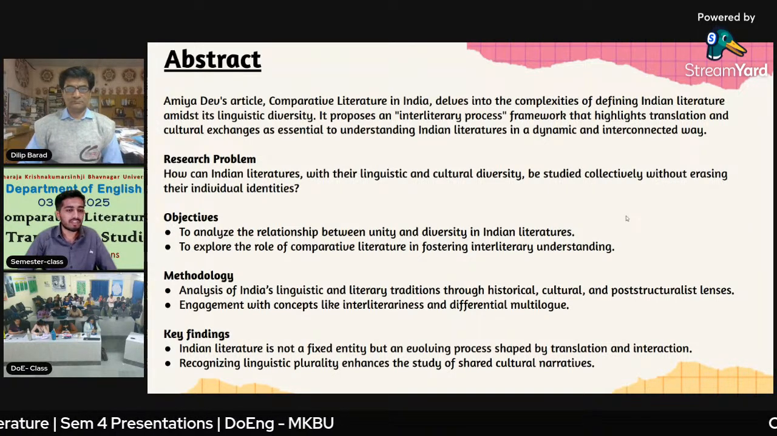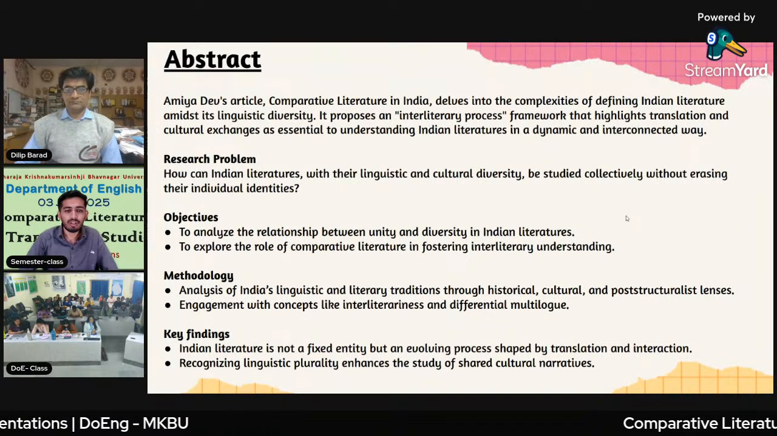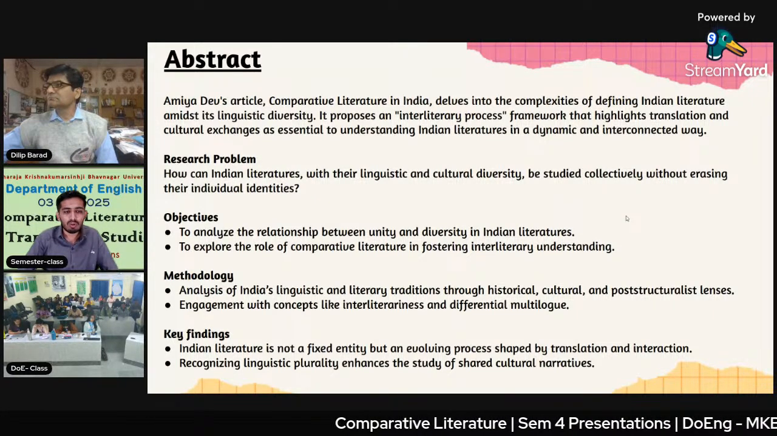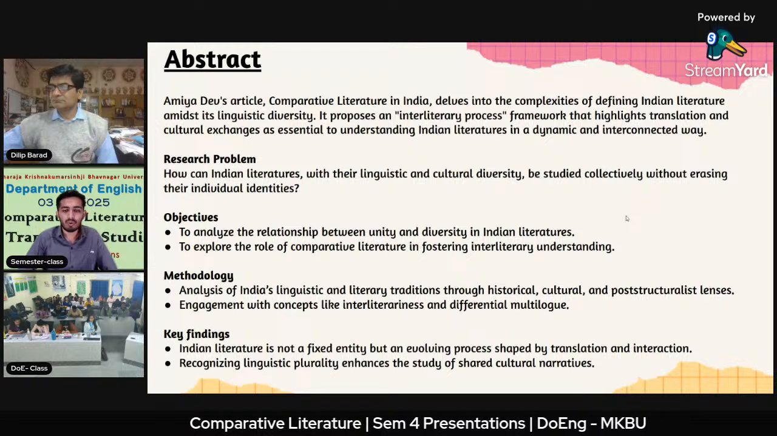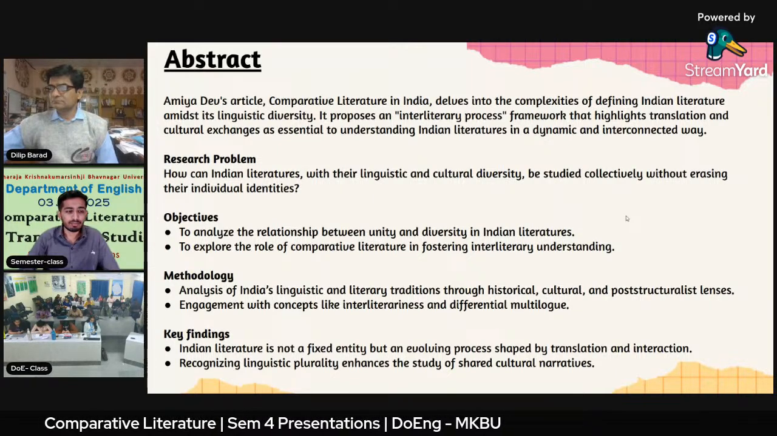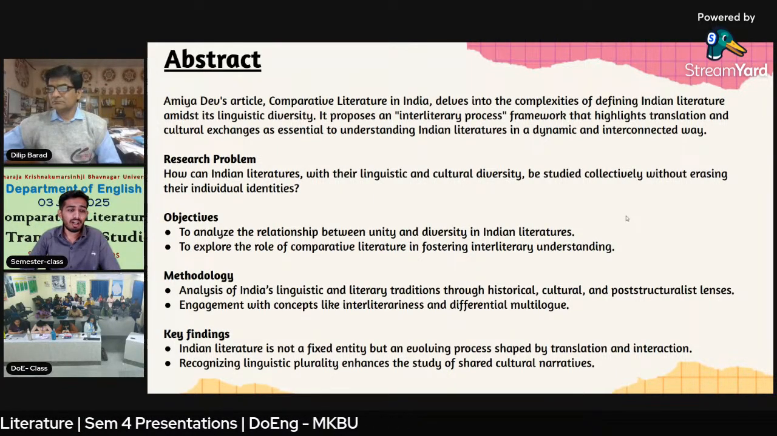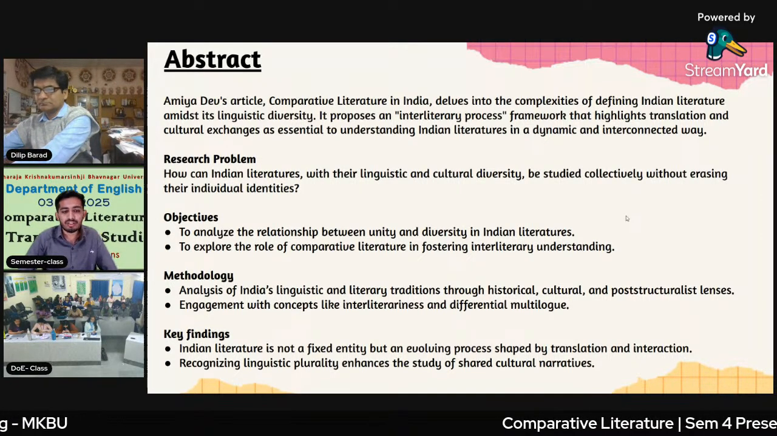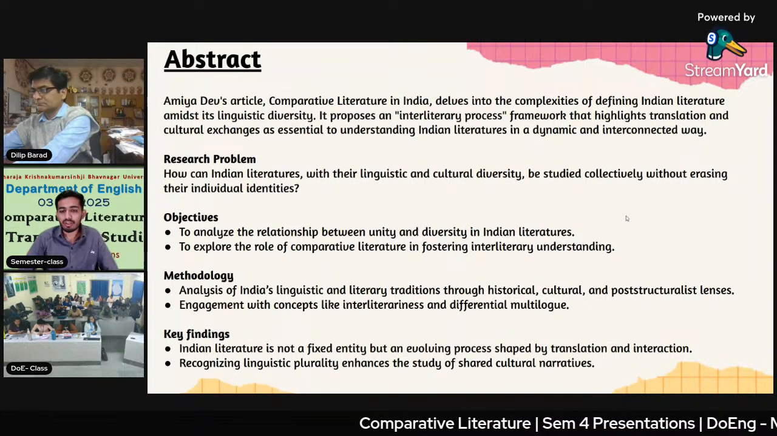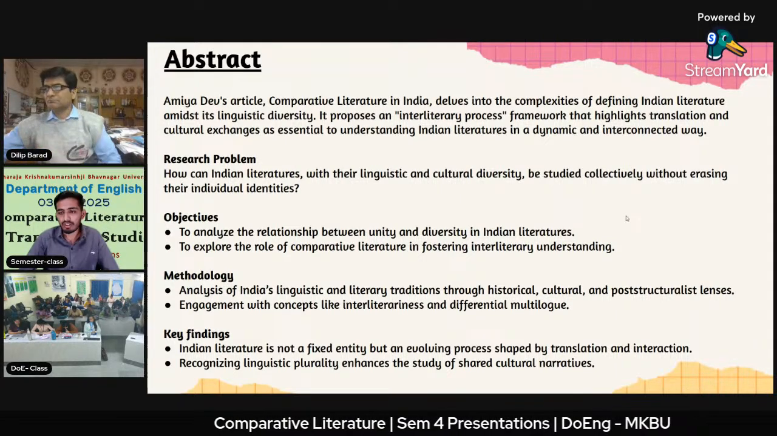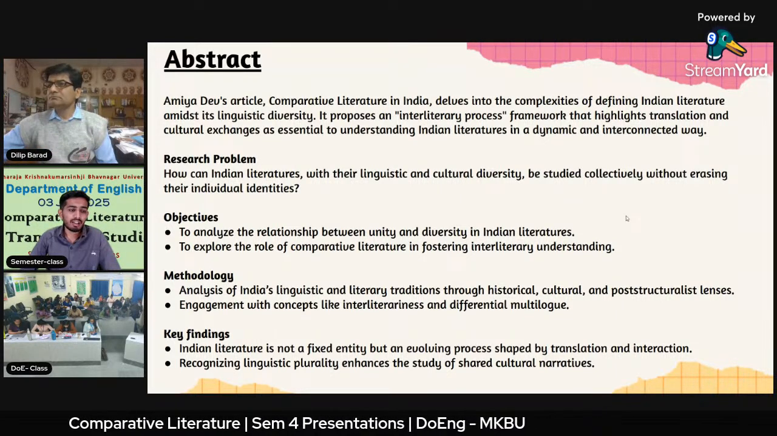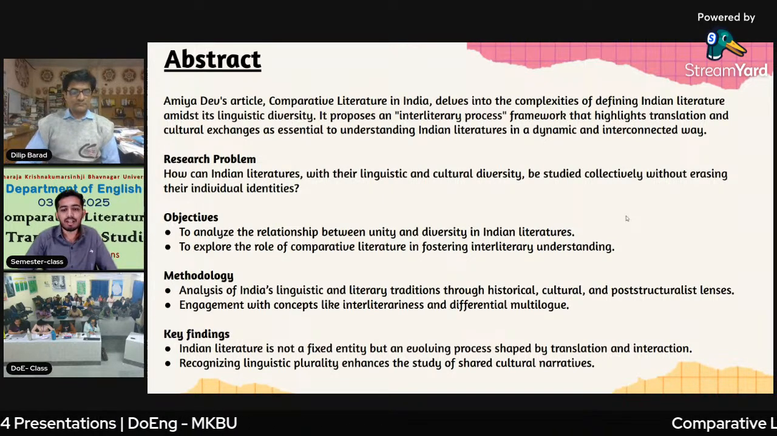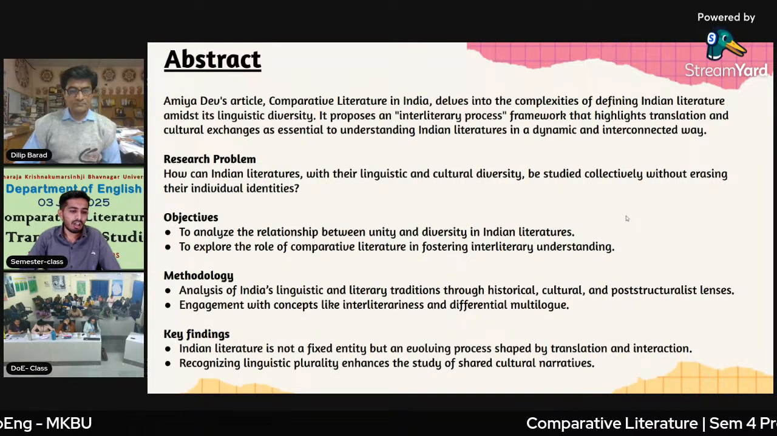The objectives of this study are to analyze the relationship between unity and diversity in Indian literatures and to explore the role of comparative literature in fostering interliterary understanding. To address this, he used the methodology of analysis of India's linguistic and literary traditions through a historical, cultural, and post-structuralist lens, and his engagement with concepts like interliterariness and differential multilogues.